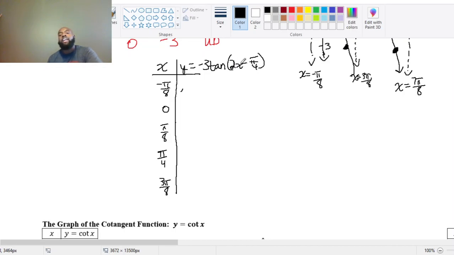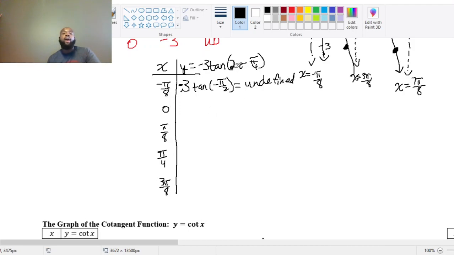Now, if I plug in negative pi over 8 here, I get negative pi over 8 times 2, which is negative pi over 4, and minus pi over 4, which is negative pi over 2. So this reduces to -3 tangent of negative pi over 2, right? Which we found to be one of our base functions. Our function would be undefined, right? Because at negative pi over 2, our y coordinate is -1, our x coordinate is 0, so we'd be dividing by 0, right?